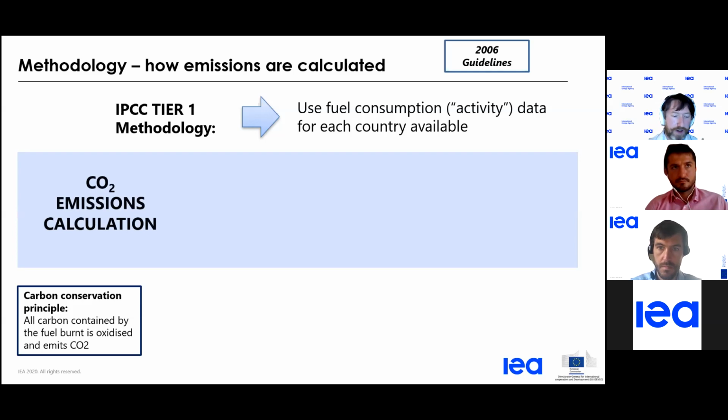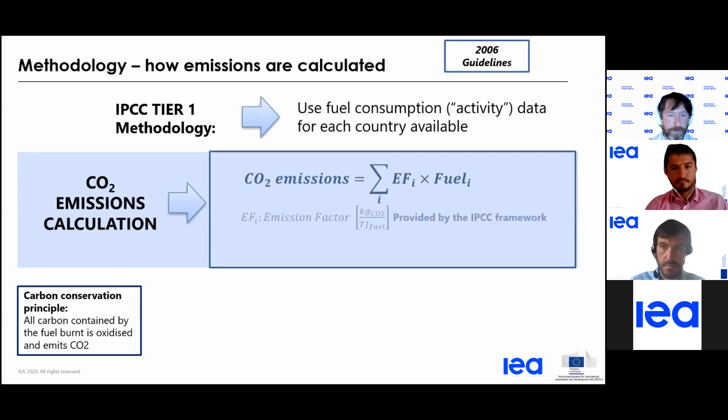So under the tier 1 methodology, we simply take the fuel consumption data for each fuel and multiply it by the basic tier 1 fuel-specific carbon emission factor provided in the guidelines. And then we sum the emissions across all fuels and all sectors to obtain the total CO2 emissions estimate for a country.